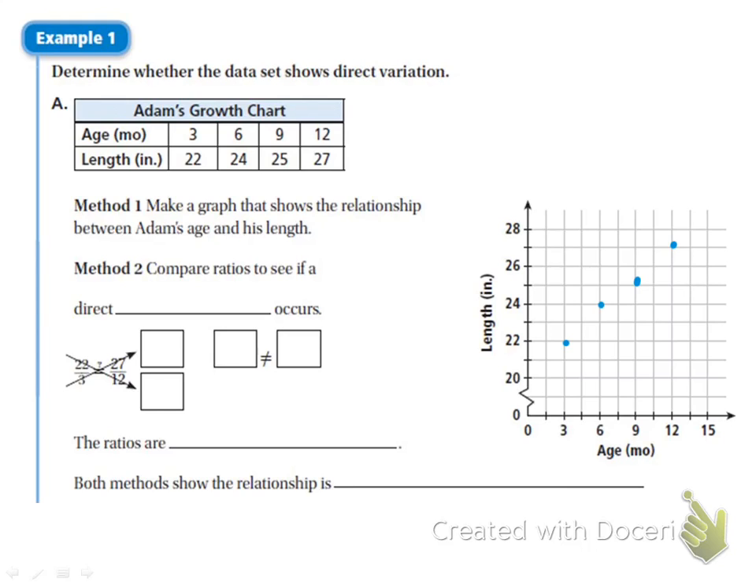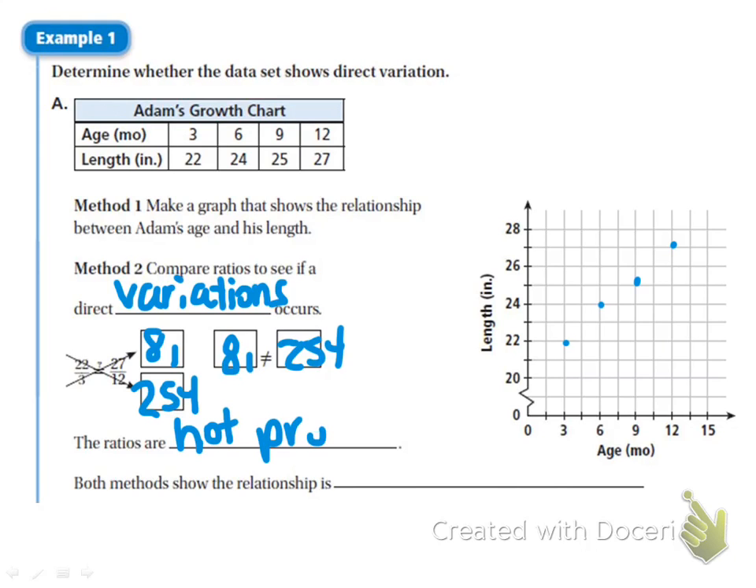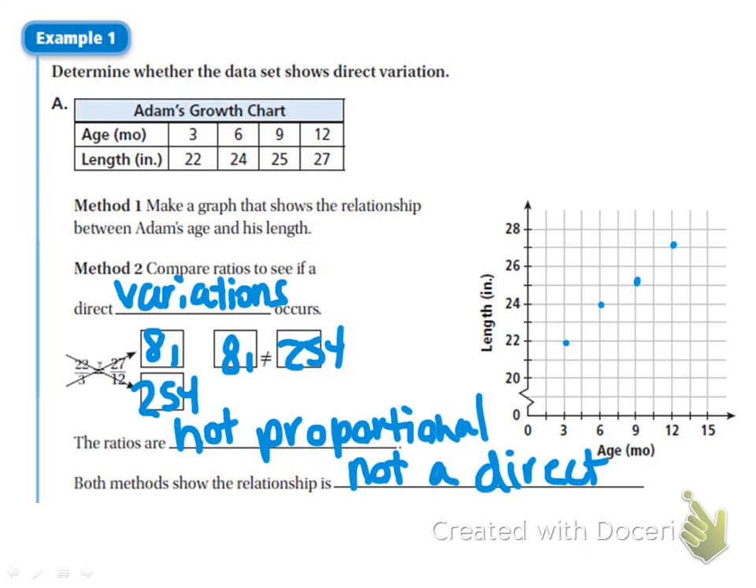Now, compare the ratios to see if a direct variation occurs. To do this, we set up two ratios and cross multiply. So when we cross multiply, we get 81 and 254. 81 does not equal 254, so they are not proportional. This should remind you of when we talked about proportional and non-proportional relationships. So we know that this is not a direct variation.